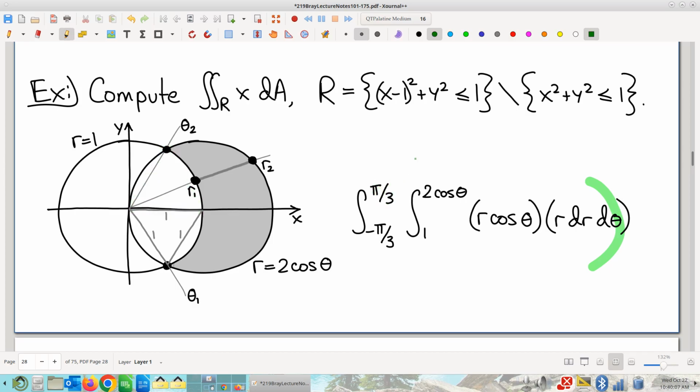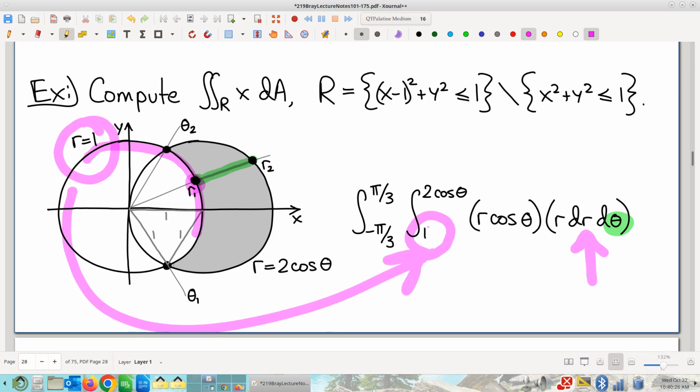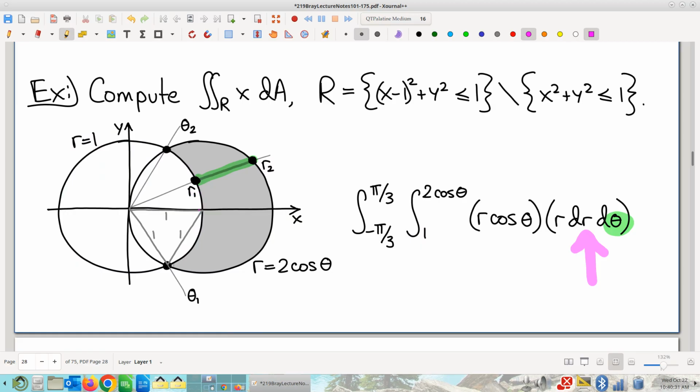Okay, so now let's fix a value of theta. And think about, on that theta slice, where does r start, where does r end? It starts at that point, which is on that curve, which has that equation, where r is easy to solve for. It's 1. And it ends at that point, which is on that curve, which has this equation. Now, I will pause here and note that this equation was not given. I had to do a little bit of work to get to this.